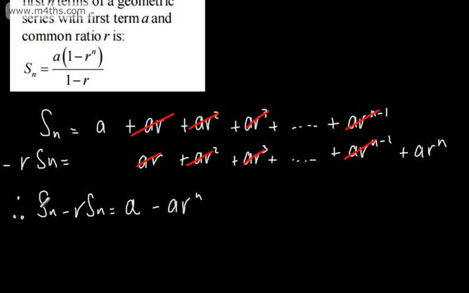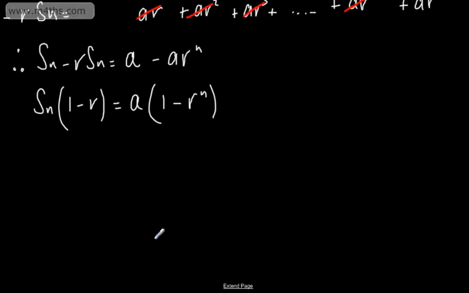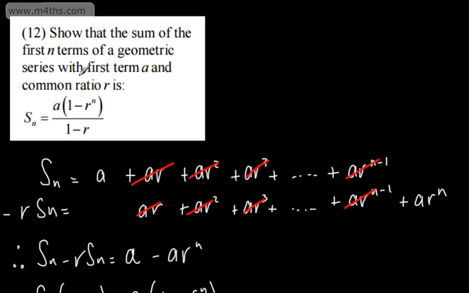Factoring on the left-hand side, s sub n is common, so we take s sub n out. That's going to leave me 1 minus r. On the right hand side, a is common. We factor that out, and that leaves us 1 minus r to the n. At this point, we simply go ahead and divide through. So we have the sum of n terms is a, 1 minus r to the n, over 1 minus r. And that is our proof. So if you're asked to show the sum of the first n terms of a geometric series with first term a and common ratio r is this, that's all you need to do.